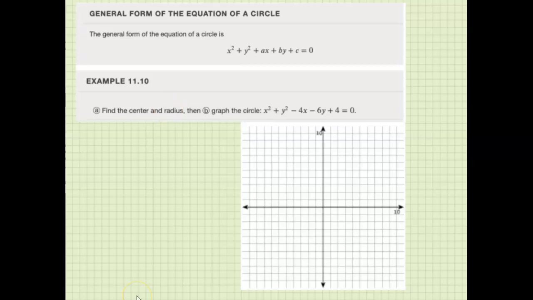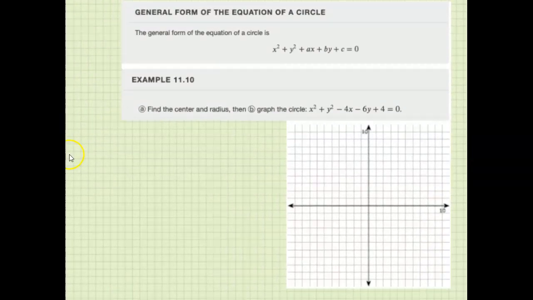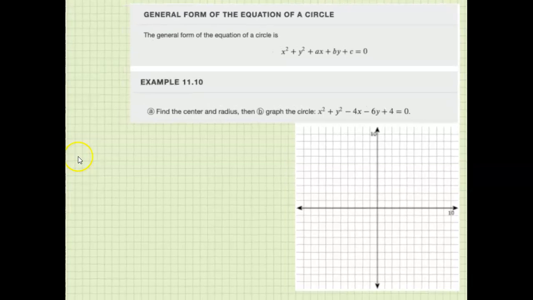Hello and welcome. So now we're going to look at the general form of the equation for a circle as opposed to the standard form. So the general form is when nothing is factored, like everything is expanded out. Okay, and that's not very useful for finding the center and the radius.